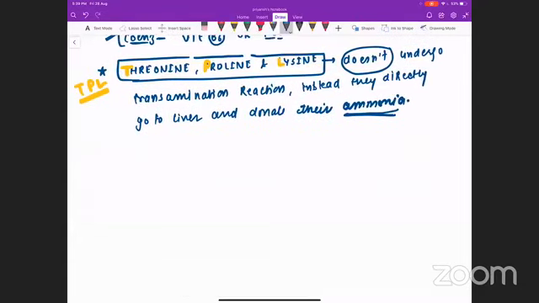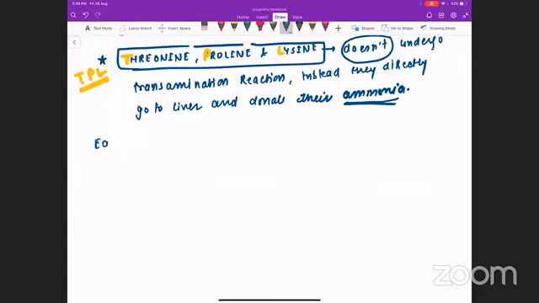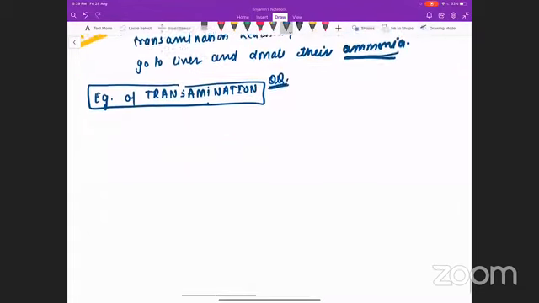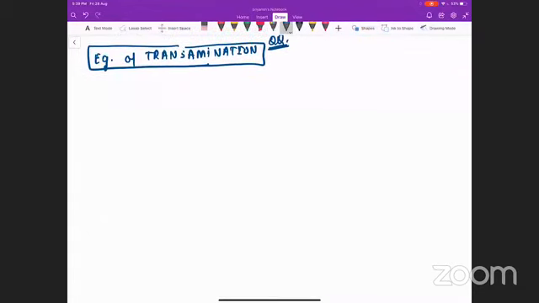Let's see some examples of transamination reaction. I can say this is the most important reaction of biochemistry. We are going to use this reaction multiple times in different chapters.